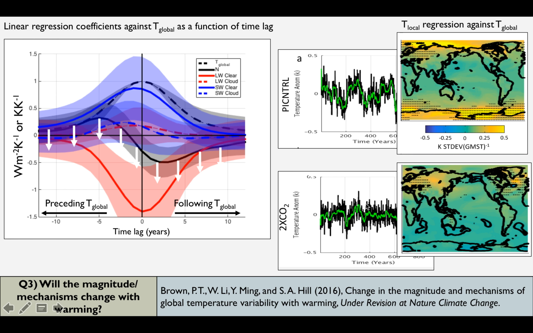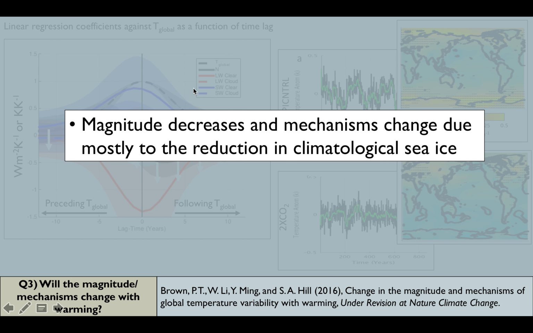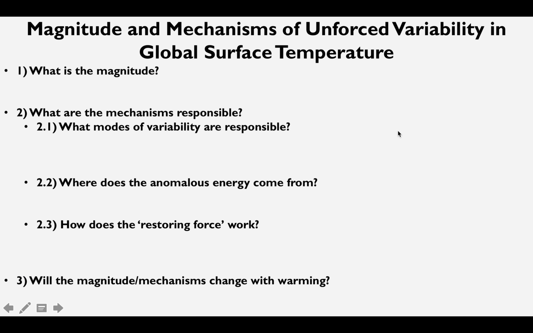Whereas in the 2 times CO2 run, where you've melted a lot of your sea ice, those areas no longer have the leverage to exert changes in global temperature variability. So the origin of that variability then becomes the North Atlantic Ocean in this particular model, which is interesting. So you have a fundamental change in the origin or the mechanisms of variability after warming, after you've gotten rid of that sea ice. So to summarize, the magnitude decreases and the mechanisms change due mostly to a reduction in climatological sea ice in this particular model.